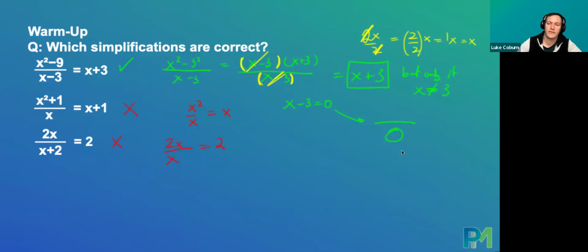Now, why can't we do that? Let's think about a cake. Just draw a quick circle. Here's a quick circle.